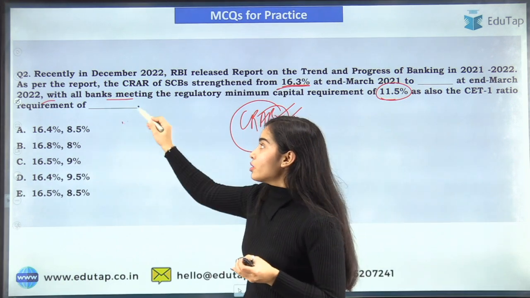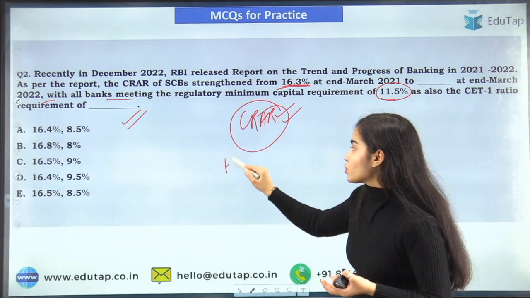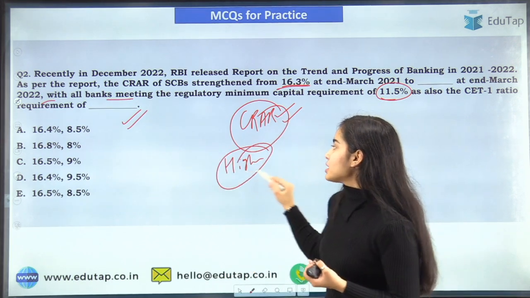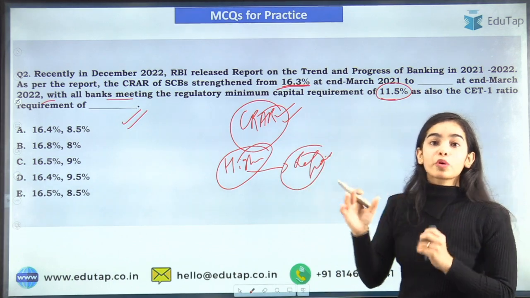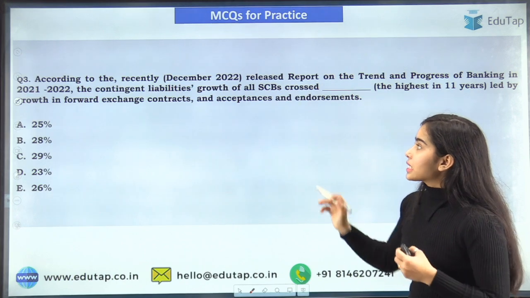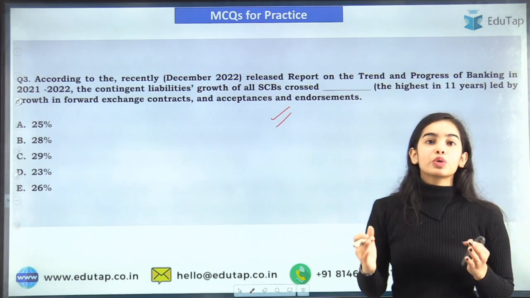Okay, so this was also defined in the highlights. This was also given in the highlights, as well as of course it is also in the report, and this is a very important point. Okay, the minimum requirements you should know. Next, this question, I hope you will be easily able to answer this question.